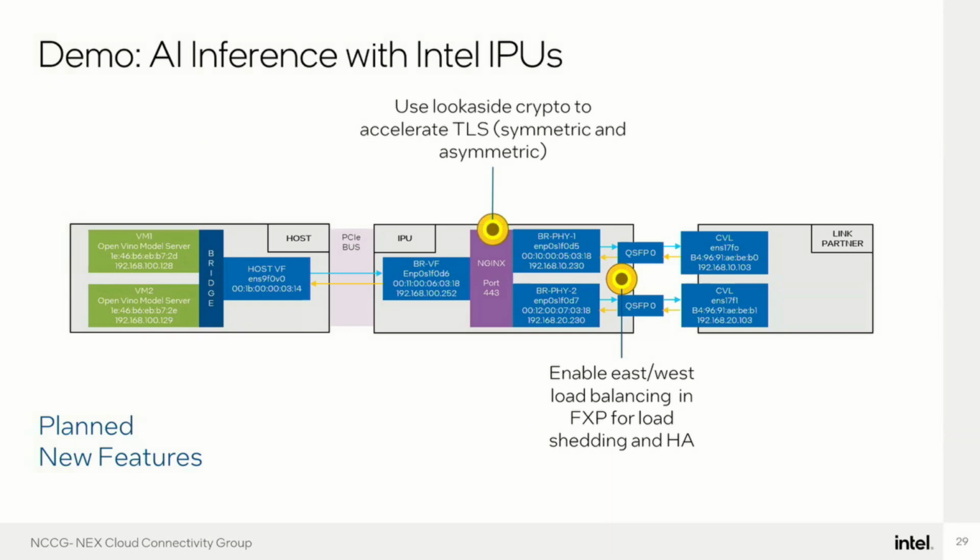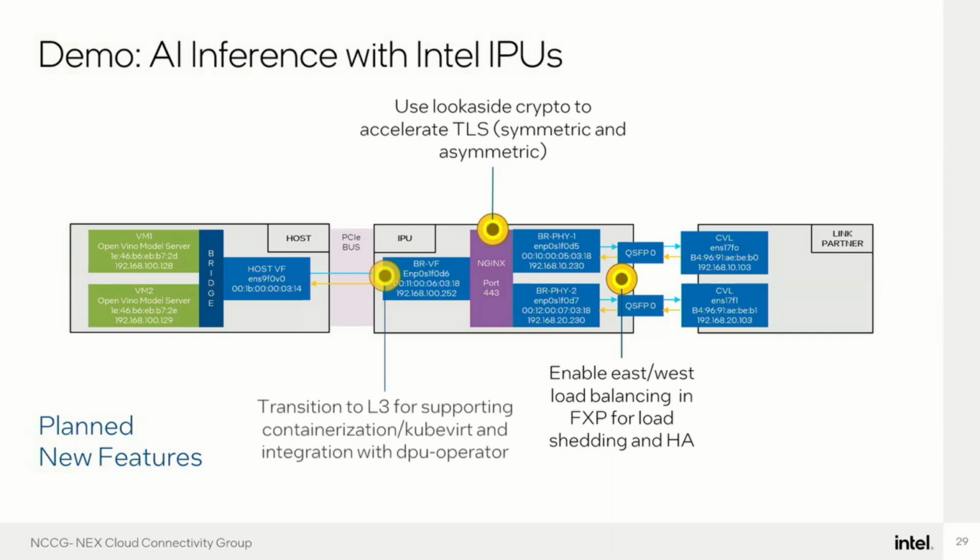We can use the look-aside crypto to accelerate the TLS. We want to transition a lot of this to more of an L3 model because in Kubernetes, if you're talking about containers, or even things like KubeVirt, they're using more of an L3 model. And so moving things to L3 simplifies everything.